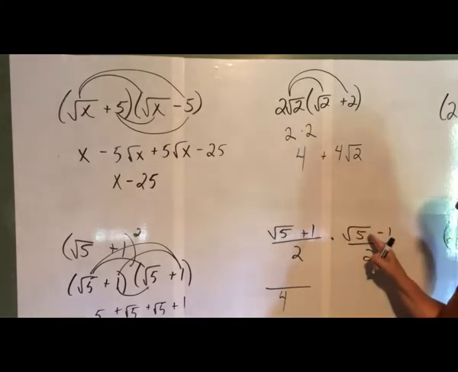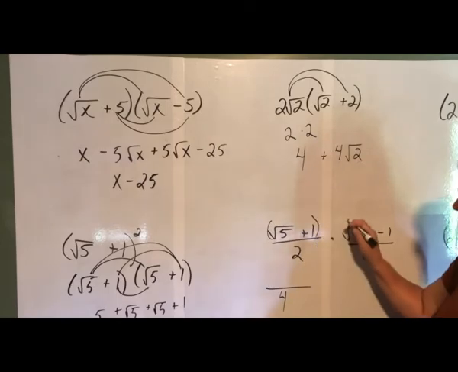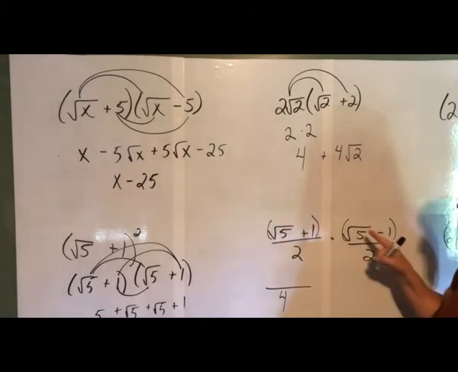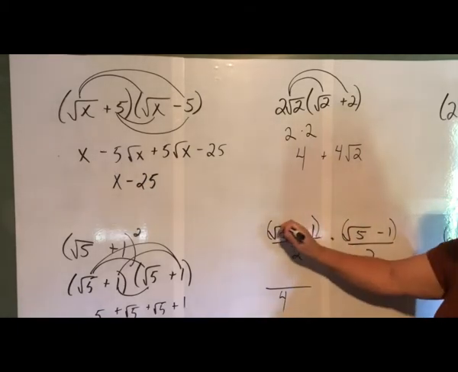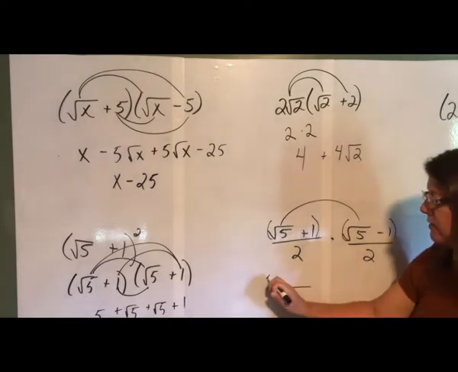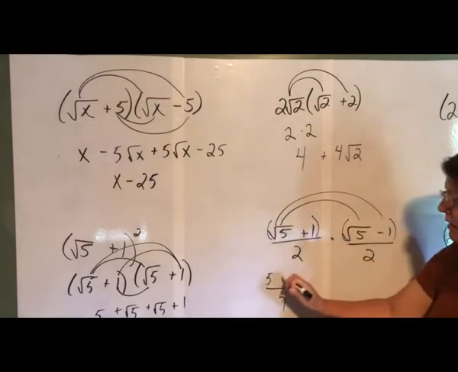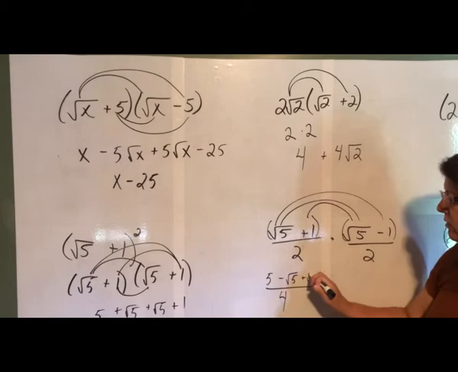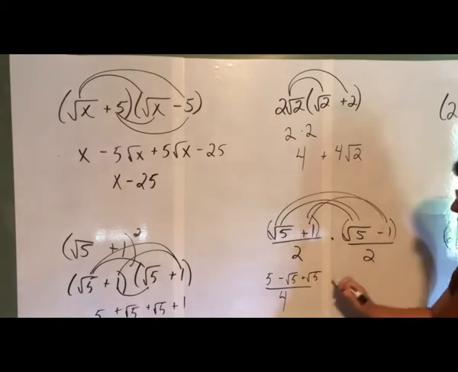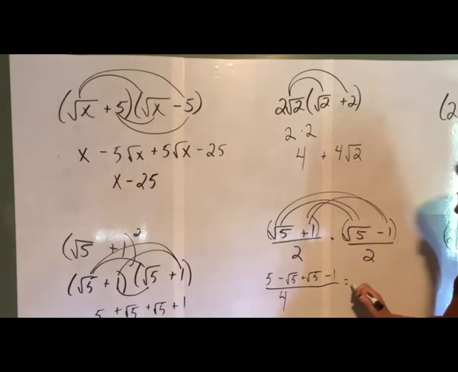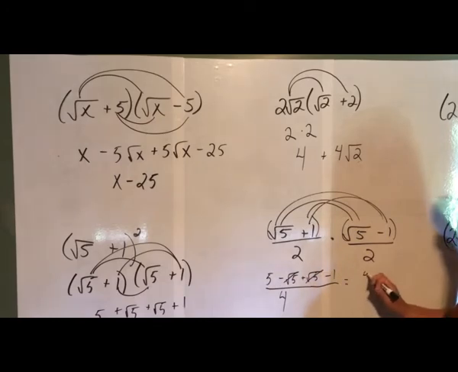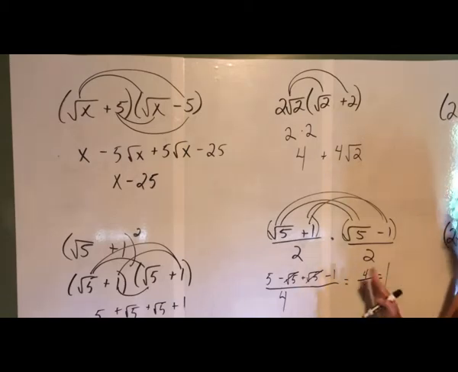On the top, I have two binomials. I have this binomial times this binomial. I have to use FOIL on top here. A lot of kids miss that. They miss the FOIL, so you got to be really careful. All right, square root of 5 times square root of 5 is 5. Square root of 5 times negative 1 is negative square root of 5. 1 times square root of 5 is square root of 5. 1 times negative 1 is minus 1. And then if we're combining the like terms, these are opposites. They cancel. 5 minus 1 is 4 over 4. And we end up with a final answer of 1. That one worked out pretty nice.